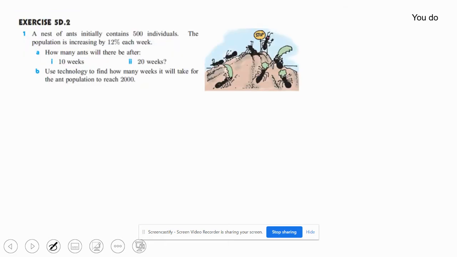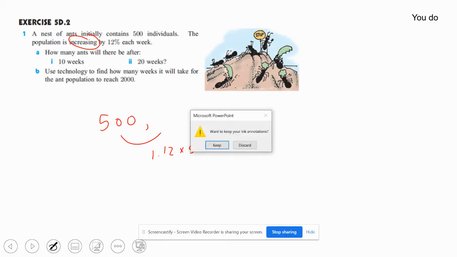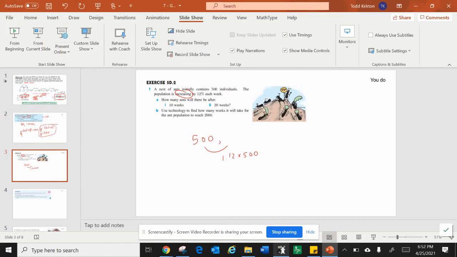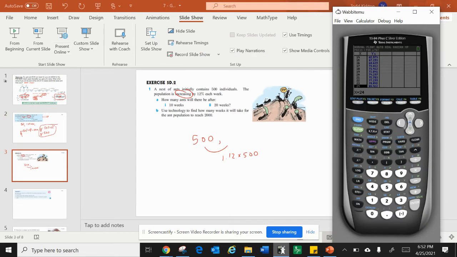Okay, so the nest of ants contains 500 individuals. The population is increasing by 12% each week. So right now we have 500. After the next week, we'll have 1.12 times 500. So again, similar question because it's an increasing value. So we can go to the calculator and just edit.